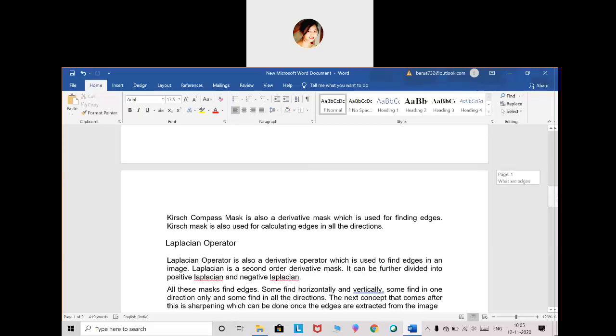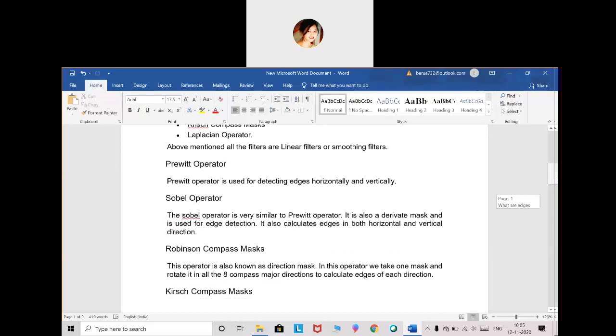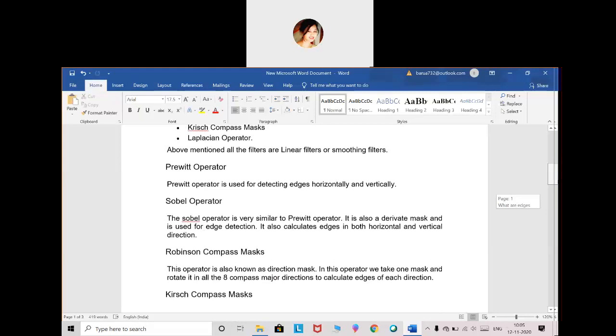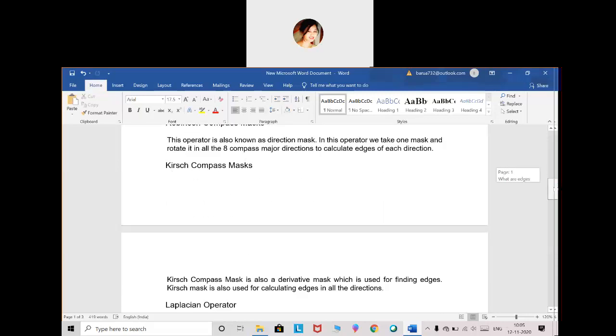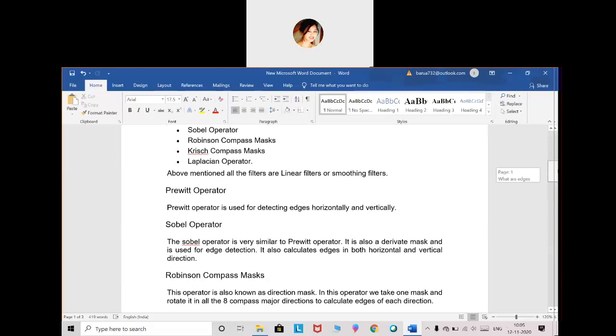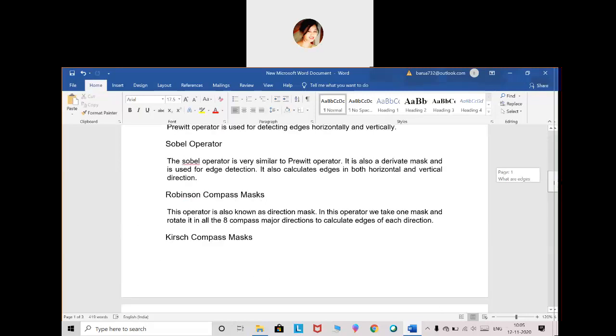Then Kirch compass mask. This mask is also a derivative mask which is used for finding the edges. This is used for calculating edges in all directions. So you can see Prewitt and Sobel operators are used for detecting edges in an image both horizontally and vertically, and these two compass masks are used for calculating the edges in each direction. So Prewitt and Sobel are the same, Robinson and Kirch are the same.